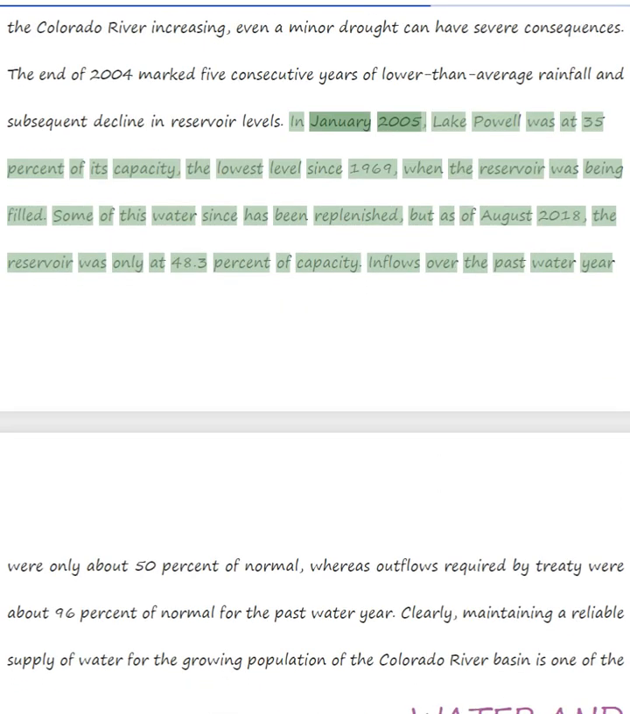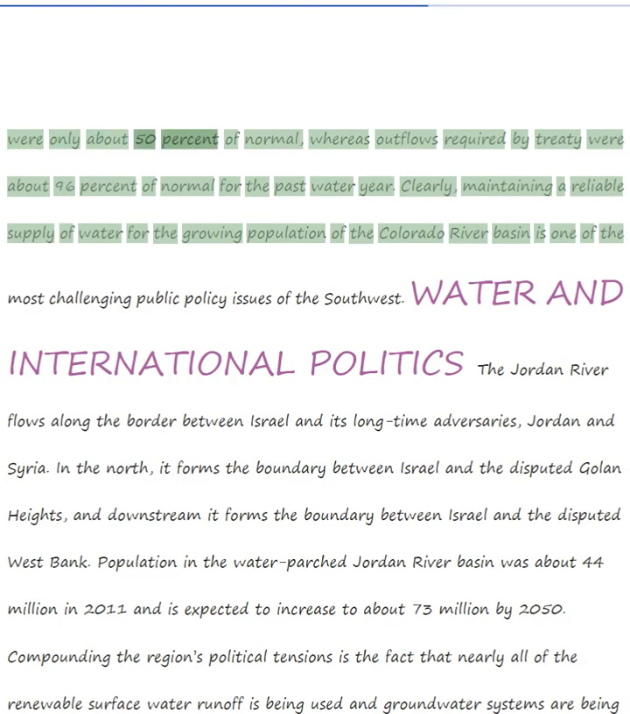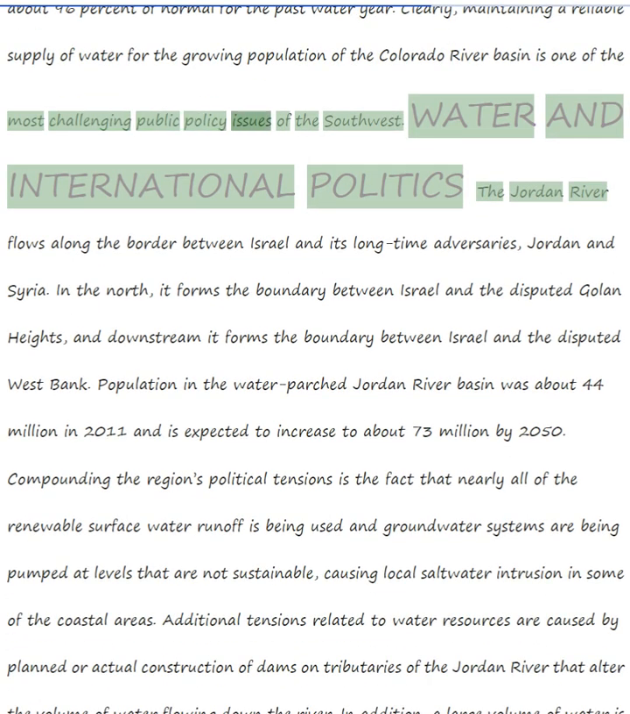In January 2005, Lake Powell was at 35% of its capacity, the lowest level since 1969, when the reservoir was being filled. Some of this water since has been replenished, but as of August 2018, the reservoir was only at 48.3% of capacity. Inflows over the past water year were only about 50% of normal, whereas outflows required by treaty were about 96% of normal for the past water year. Clearly, maintaining a reliable supply of water for the growing population of the Colorado River Basin is one of the most challenging public policy issues of the Southwest.